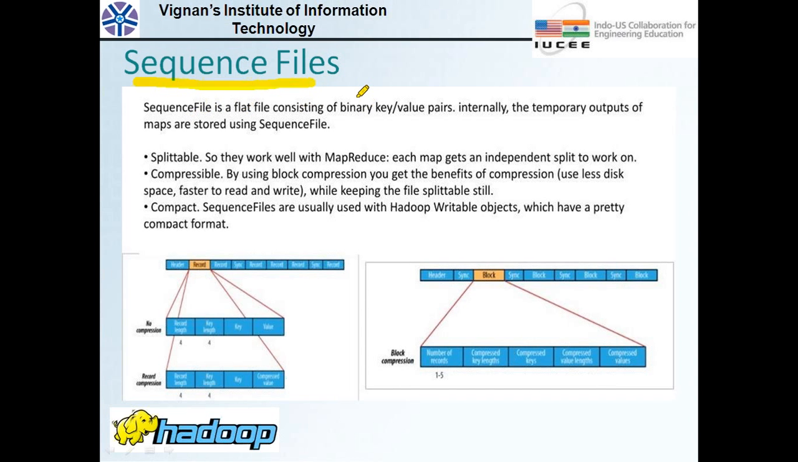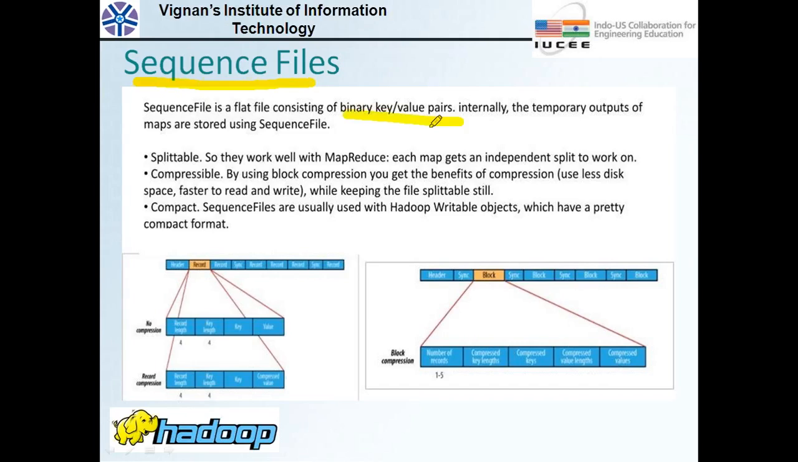What is a sequence file? A sequence file is a flat file consisting of binary key-value pairs. Internally, the temporary outputs of maps are stored using sequence files, which are splittable so that they work well with MapReduce, and they work in a faster manner. So what is going to happen? For every image or every audio file, a binary key-value pair is generated.